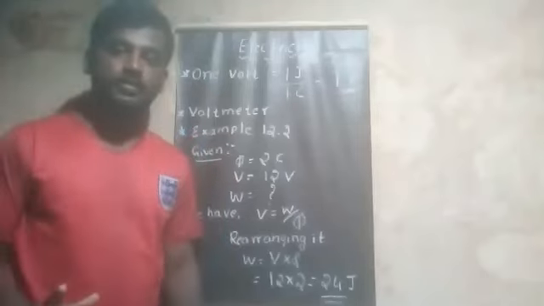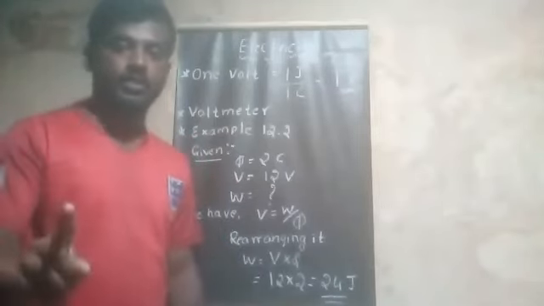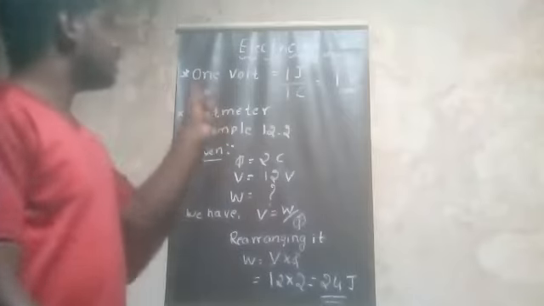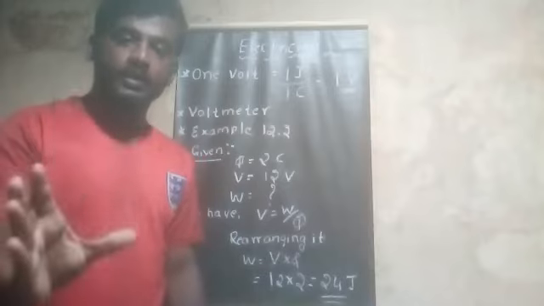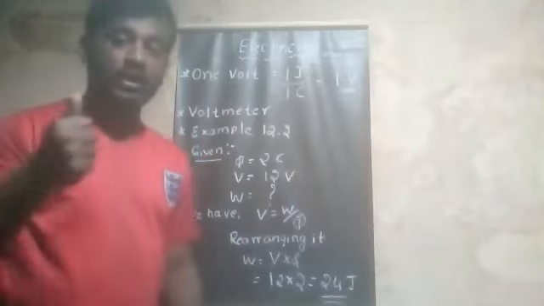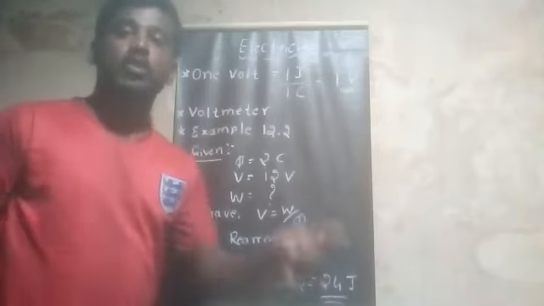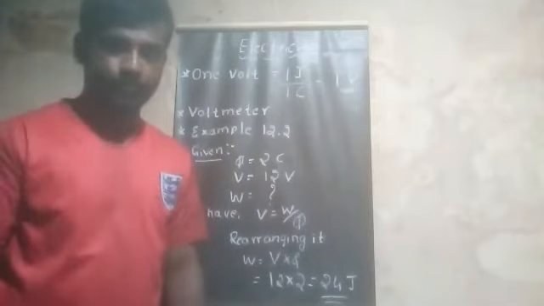So next is what you mean by 1 volt. That is the SI unit of potential difference. 1 volt is the potential difference across 2 points when 1 joule of work is done in moving 1 coulomb of charge from one point to another point.